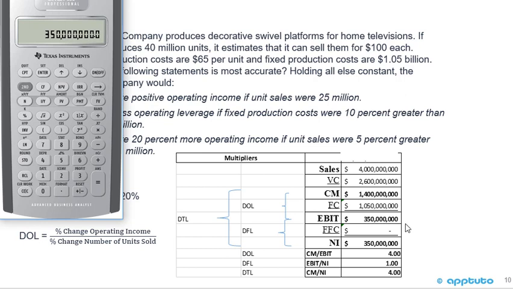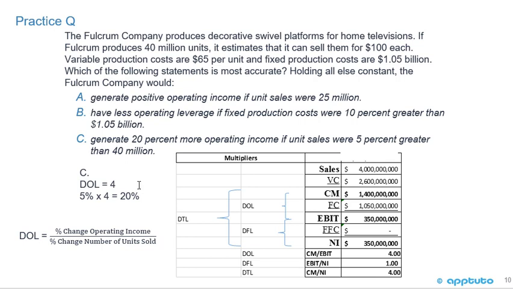So we remember then our degree of operating leverage is our contribution margin divided by our operating income. So clear the calculator very quickly. 1.4 billion divided by our 350 million, and that is going to give us a degree of operating leverage multiplier of 4. So you can see once we've got that, degree of operating leverage multiplier 4, if the unit sales were to increase 5%, 4 times 5 equals 20. C is the correct answer.